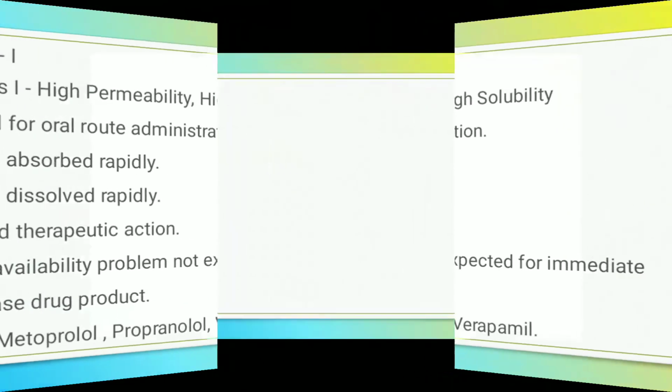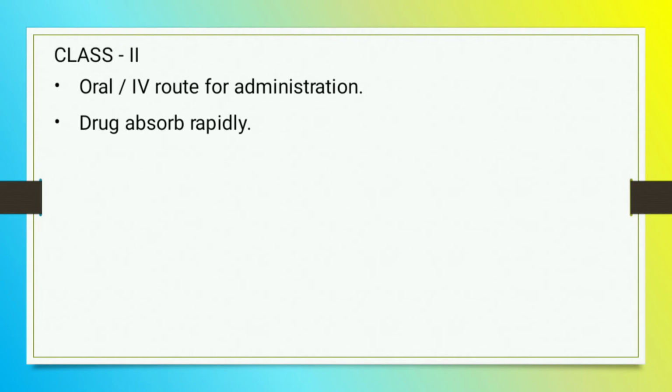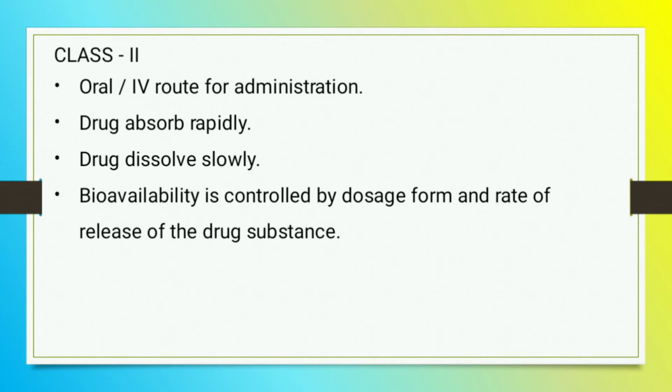Then moving to the next one, that is class 2. For these drugs, oral or IV route of administration is preferred. These drugs absorb rapidly. However, they dissolve slowly and bioavailability is controlled by the dosage form and the rate of release of the drug substance. Examples are nifedipine, naproxen and phenytoin, right?